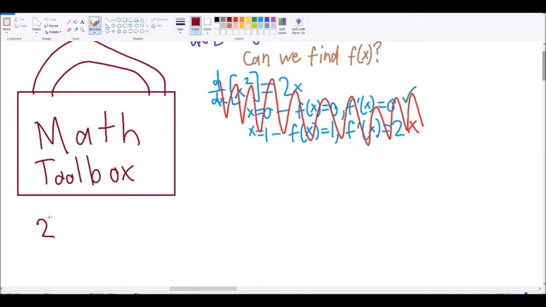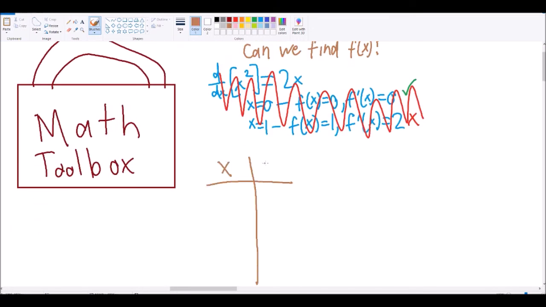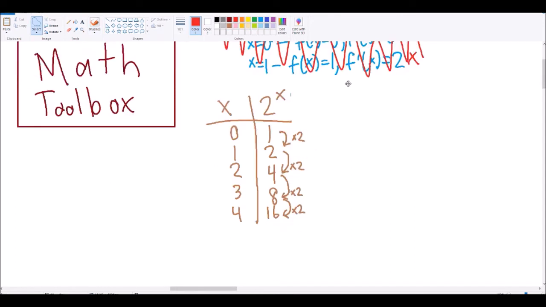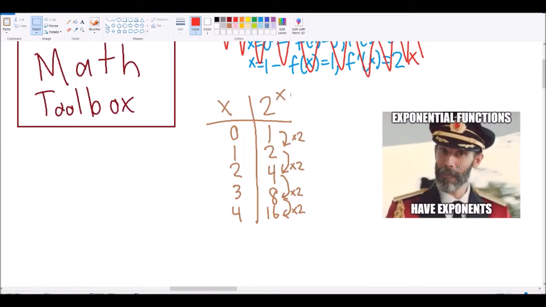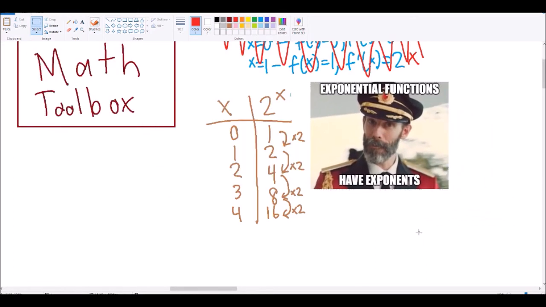Aha! We have functions like 2 to the x. The behavior is that the value of the next integer is 2 times more than the value of the previous integer. These are called exponential functions because the x is in the exponent.